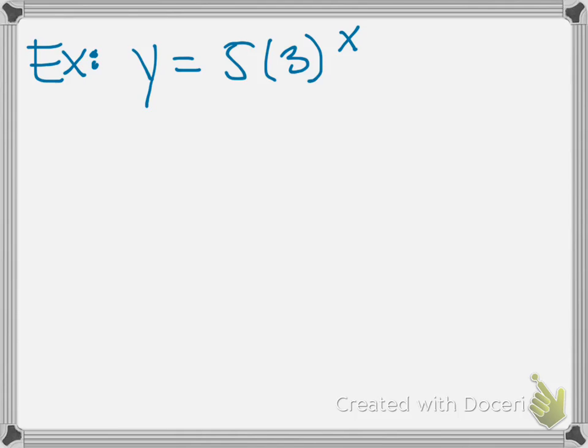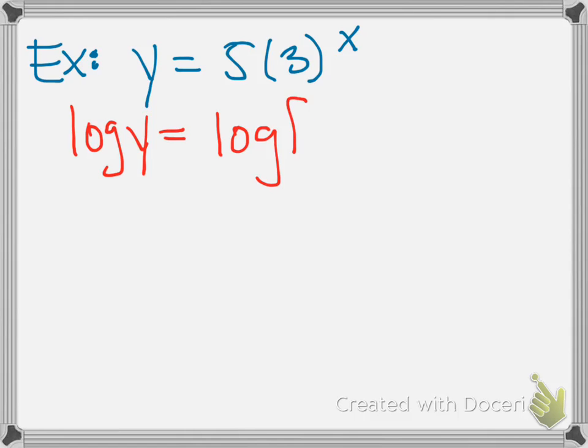So I want to do a couple of examples, just so you can see a little bit better how this would actually work. So let's say we have this exponential equation, y equals 5 times 3 to the x, and we're going to go ahead and take the log of both sides. I'm going to take a common log here, just because on the next example we'll take a look at using natural logs, but you could use a natural log here. That wouldn't be a problem at all. So we're going to take the common log of both sides, so we get the log of y equals the log, actually I'll use brackets, the log of 5 times 3 to the x.